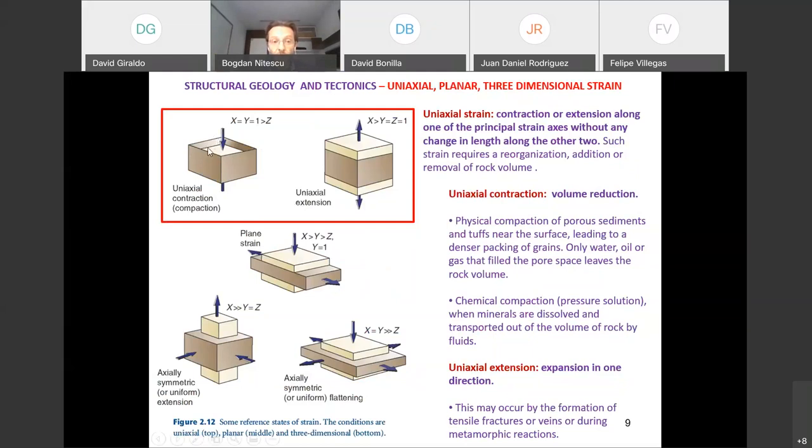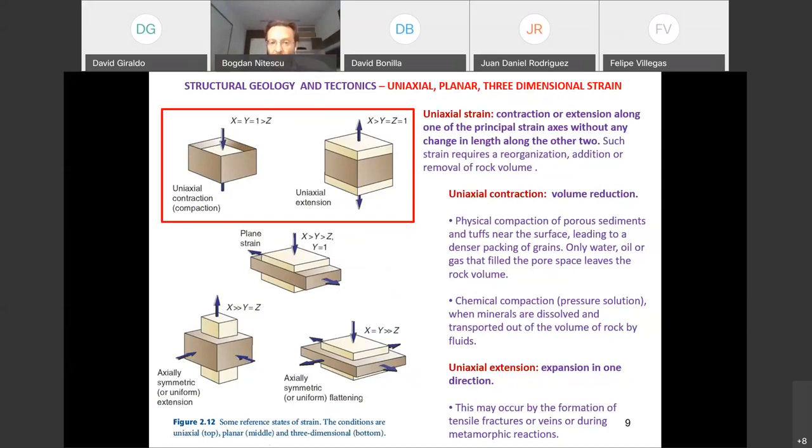You see, there is no deformation in this direction or in this direction, so horizontally. The deformation is only on the vertical. And we call this uniaxial contraction or compaction, which makes sense. Uniaxial means one axis, and contraction, or compaction. Now, obviously, when this is not changing horizontally, you must have a volume reduction.